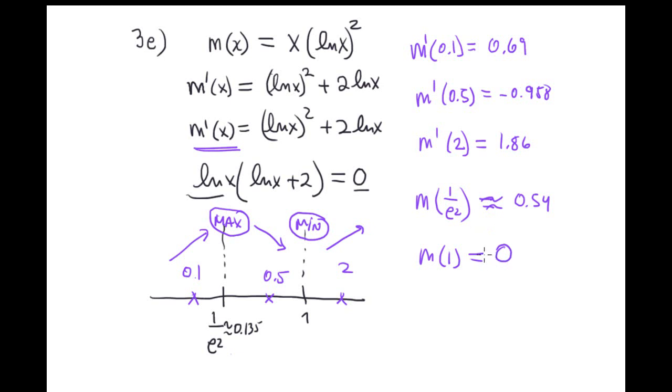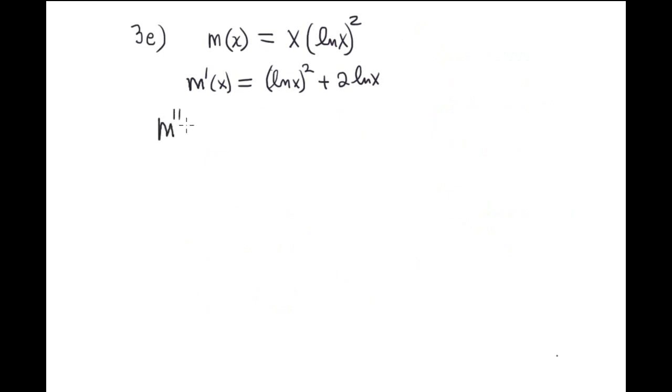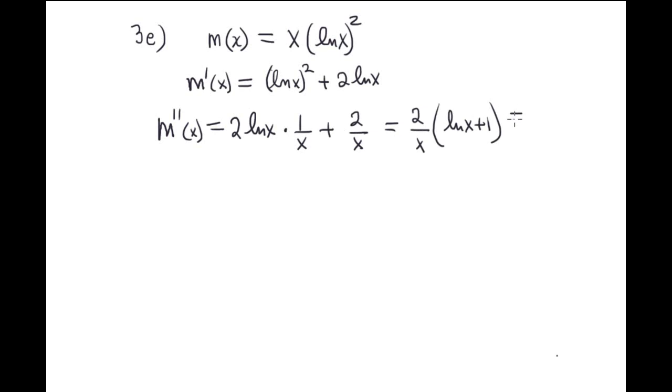Okay. Now let's go to the second derivative analysis. The derivative is 2 ln x raised to the first power times the derivative of ln, which is 1 over x, plus 2 over x. Using 2 over x as a common factor, we have ln x plus 1 equal to 0, and we're going to find the critical value. The only possibility is ln x plus 1 equal to 0, so ln x equals negative 1; converting to exponential, x is equal to e to the minus 1, which is 1 over e.